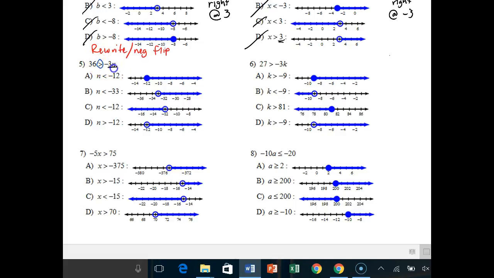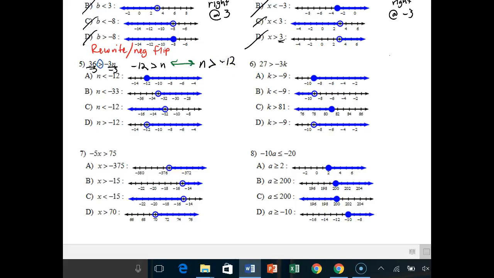So I'm going to divide by -3. I'm going to get -12 is greater than n. Notice how I haven't flipped my sign. Now I'm going to rewrite it, but I'm also not going to flip the sign, because if I were to flip the sign, it would be like undoing the flip that I didn't do here. So confusing, I know. Just listen to me. So n greater than -12.